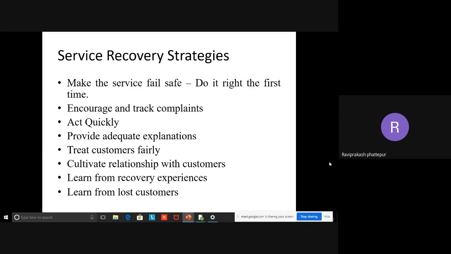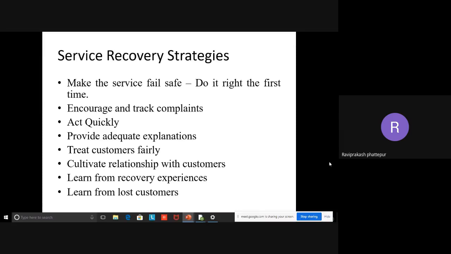And the last one, learn from lost customers. What do you mean by lost customers? The people who have already moved to a different competitor of yours to avail the same service that you are providing. Those are lost customers. So try to get them back. Learn from those particular customers: why did they leave? What are the weaknesses in your service delivery? If you find this, try not to repeat the same mistakes.